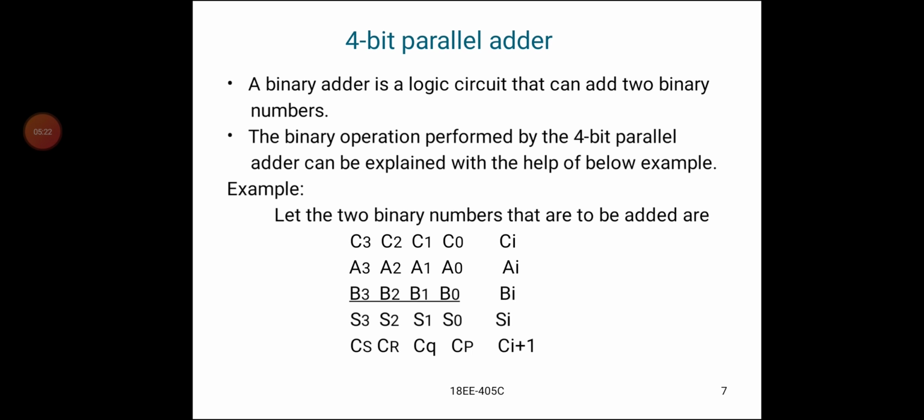If we add the 3 bits, we get sum S0 and the carry forward is C(i+1), so we get S0 and C1. If you add A1, B1, C1, we get S1 and C2. Similarly, A2, B2, C2 give S2 and C3. A3, B3, C3 give S3 and C4.